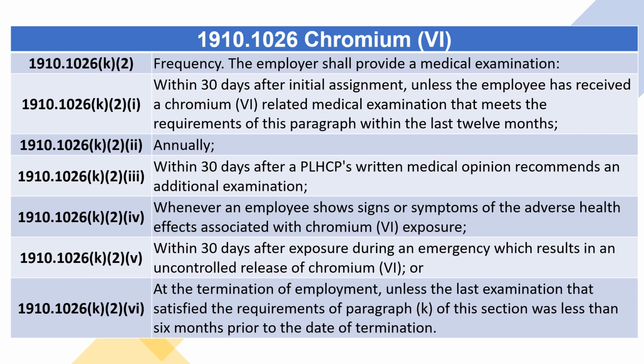1910.1026 (k)(2). Frequency. The employer shall provide a medical examination (i) through (vi): within 30 days after initial assignment, unless the employee has received a chromium (VI) related medical examination that meets the requirements of this paragraph within the last 12 months; annually; within 30 days after a PLHCP's written medical opinion recommends an additional examination; whenever an employee shows signs or symptoms of the adverse health effects associated with chromium (VI) exposure; within 30 days after exposure during an emergency which results in an uncontrolled release of chromium (VI); or at the termination of employment, unless the last examination that satisfied the requirements of paragraph (k) of this section was less than 6 months prior to the date of termination.